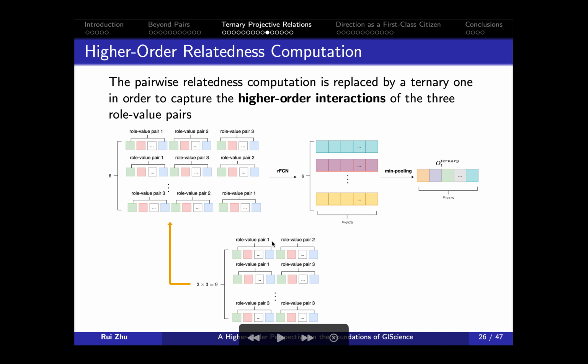To take this high-order relatedness into account, we replaced the pairwise relatedness computation as shown here with a ternary one as shown here. In this architecture, the relatedness between these three role-value pairs is simultaneously considered.